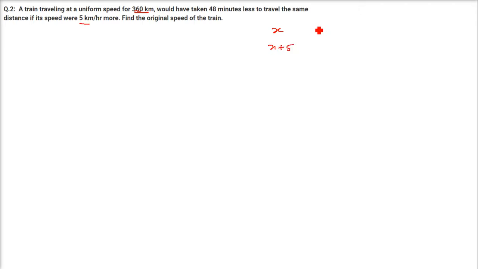that is x plus 5. So the time taken when the normal speed is there will be distance by speed. As I said, time is distance by speed is the formula. Distance is 360 km. And what is the speed? x. For T2, if the speed is increased by 5, then time will be 360 by x plus 5.